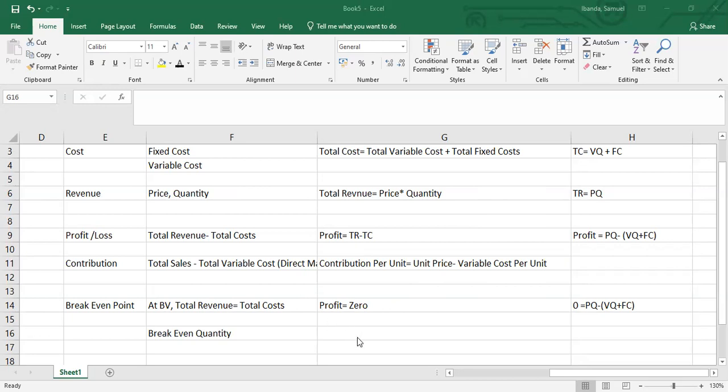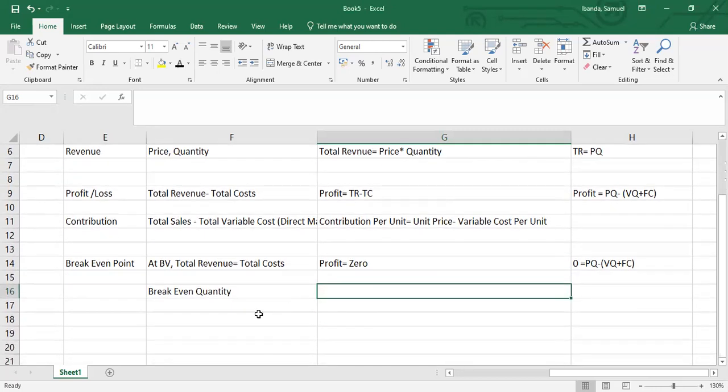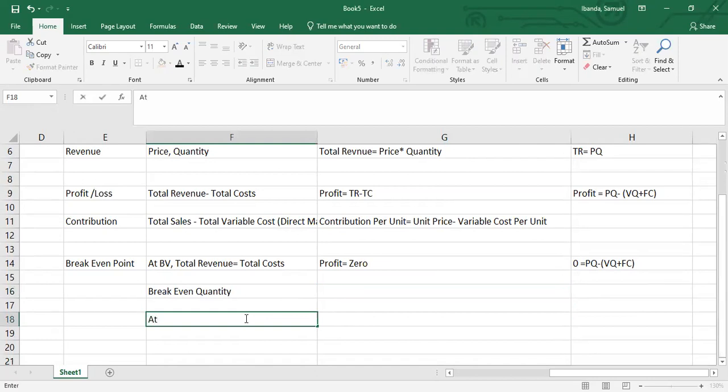So at break even, we said our profit is equal to 0. For us to get the break-even quantity, we shall get here and say at break-even, total revenue is equal to total costs.